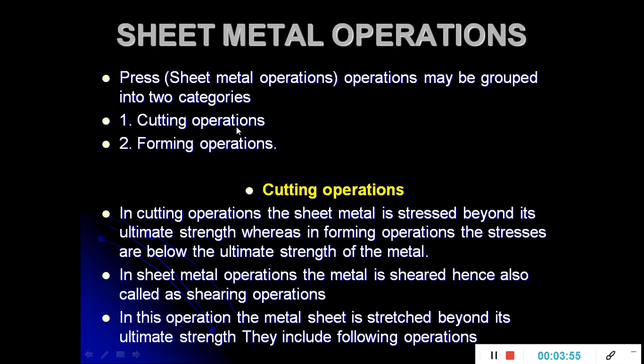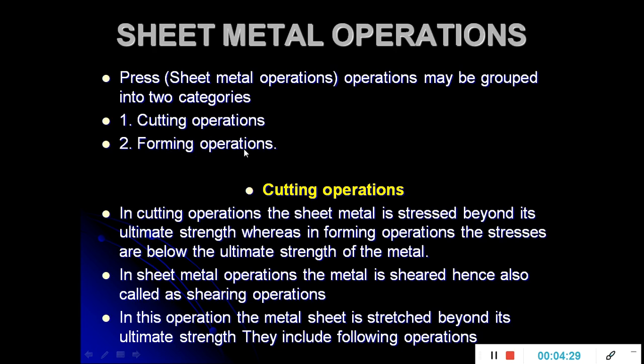So what is the cutting operation? In sheet metal operations, the cutting operations are those in which the sheet metal is stressed beyond its ultimate strength. That type of operation is known as a cutting operation. It means we are applying a force beyond the ultimate strength of the material, so that the material is cut into parts.